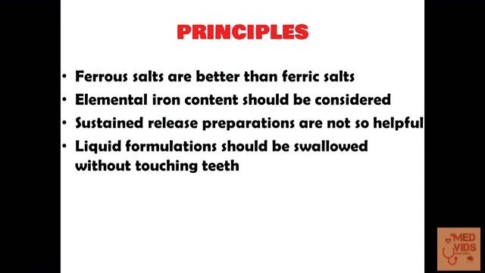The second point is that elemental iron content should be considered in the dosage which we provide. For example, there's a tablet called fersolate which is a 200 milligram tablet. Although it is a 200 milligram tablet, the elemental iron content in that tablet is just 60 milligram. So what really matters is that 60 milligram of iron rather than the 200 milligram of the whole tablet, because it contains other constituents to make it up to a 200 milligram tablet. So elemental iron content is all that matters to improve the hemoglobin status of the patient. That is another principle that you need to consider.